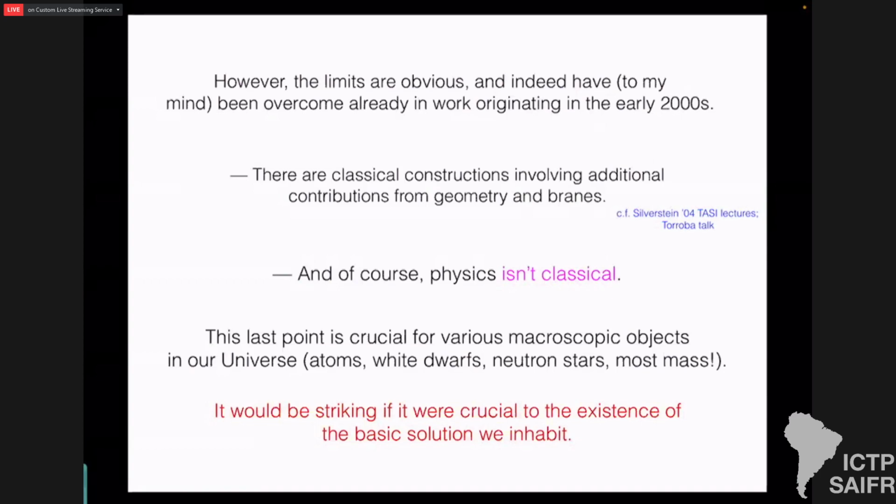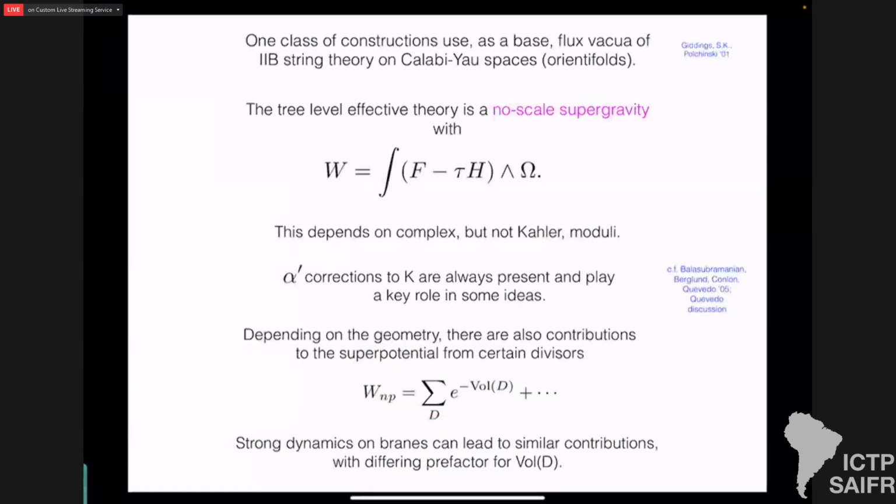And I personally think it would be striking if they were in fact crucial to the existence of the basic solution we inhabit, which is true in some scenarios. So one class of constructions in this context, developed in the context of type IIB string theory on Calabi-Yau spaces, involves Calabi-Yau orientifolds with flux. So there's a packaging of the flux energy in a superpotential, written down by Gukov, Vafa, and Witten. There are three-form fluxes, and wedged with the holomorphic three-form on the Calabi-Yau, they give a superpotential. It depends on the complex but not Kähler moduli of the space.